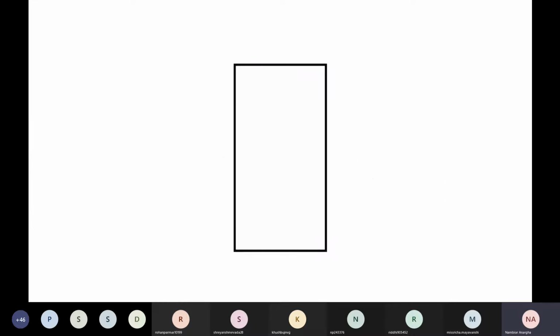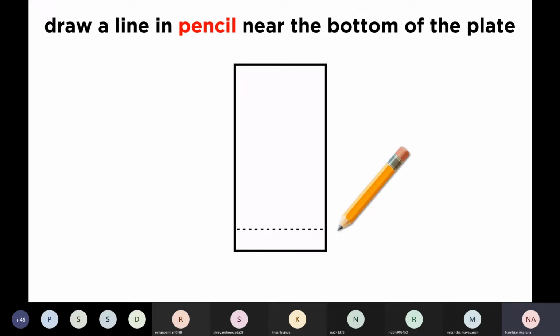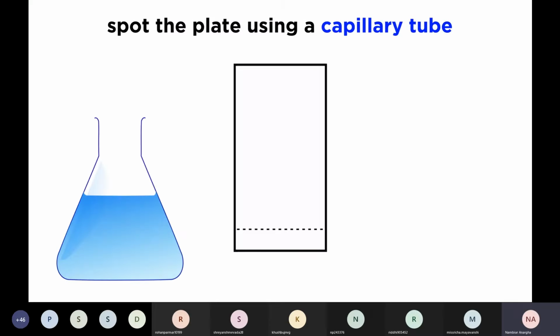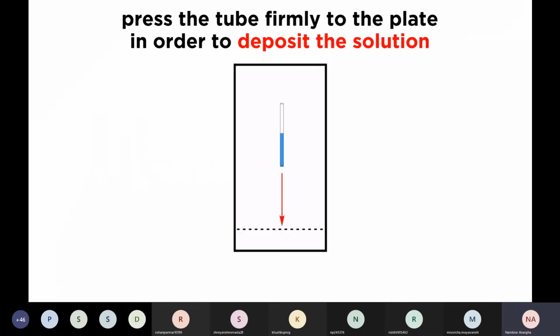Now, in order to perform the separation, we will draw a line in pencil fairly near the bottom of this plate, right on the silica. Then we take the solution containing the components to be separated and insert a capillary tube. Some of the solution will rise up into the tube by capillary action, and we will then spot the plate with the contents of the tube. To do this, press the bottom of the tube to the plate, right on the line we drew, firmly enough that the solution gets deposited onto the plate, but not so firmly as to disrupt the silica. Spot 2 or 3 times to load most of it on there.